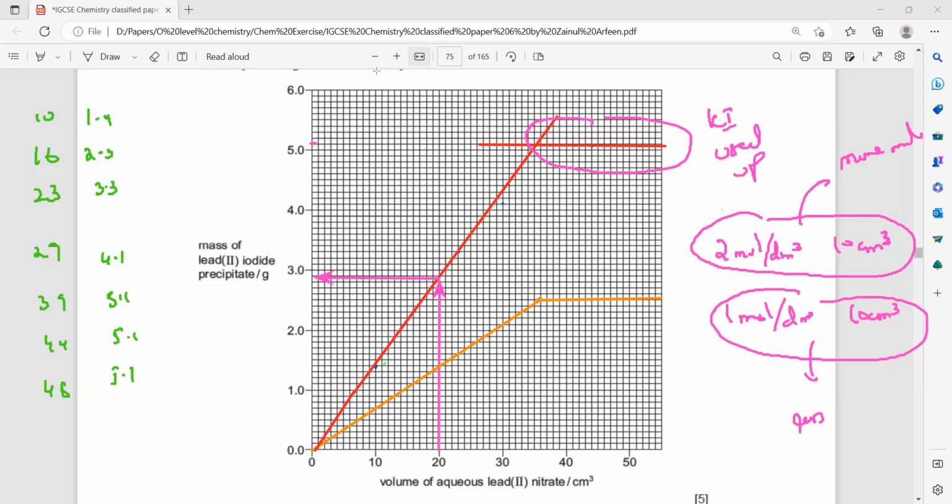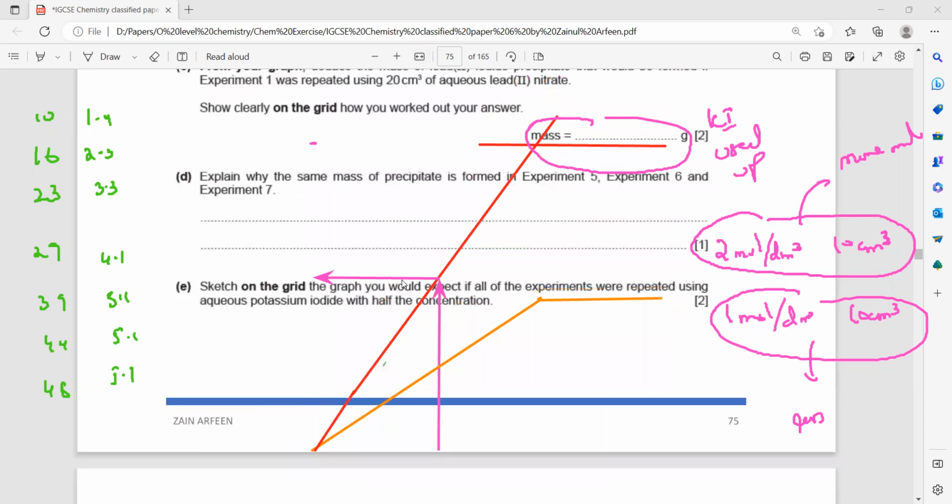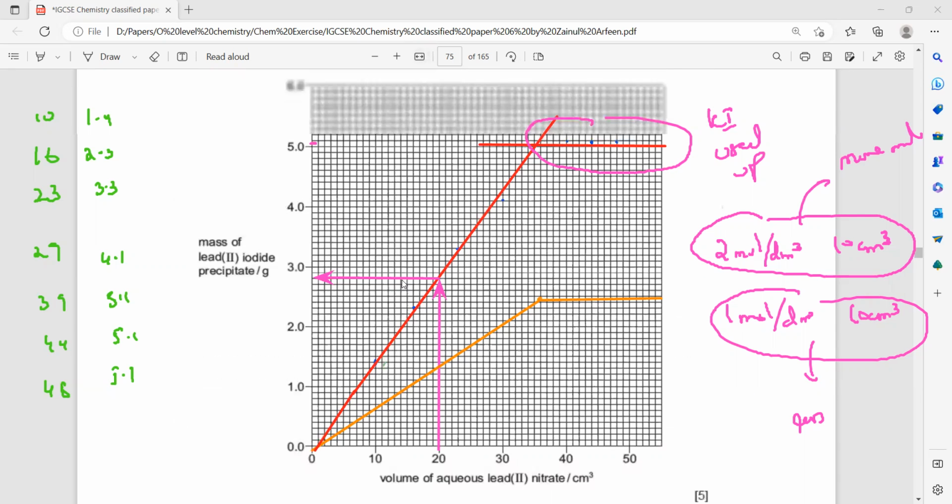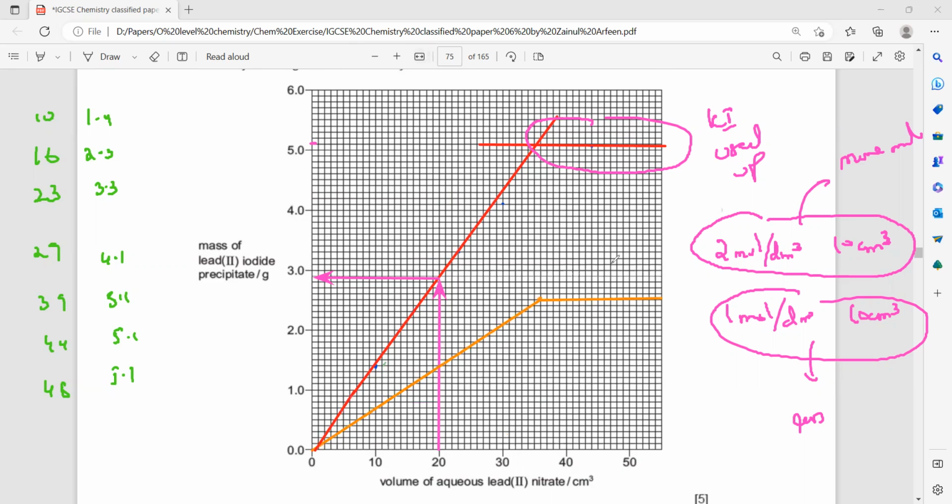Is this clear? You should label, for example, for which part you plot this graph. So that is part E, so label E on your graph. Is this clear? Why the precipitate mass will be half? Yes, sir, clear. There is a marking scheme for this exercise, I will share it with you.